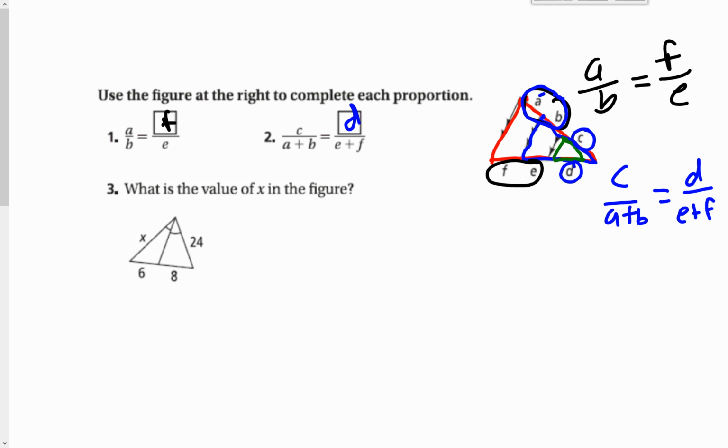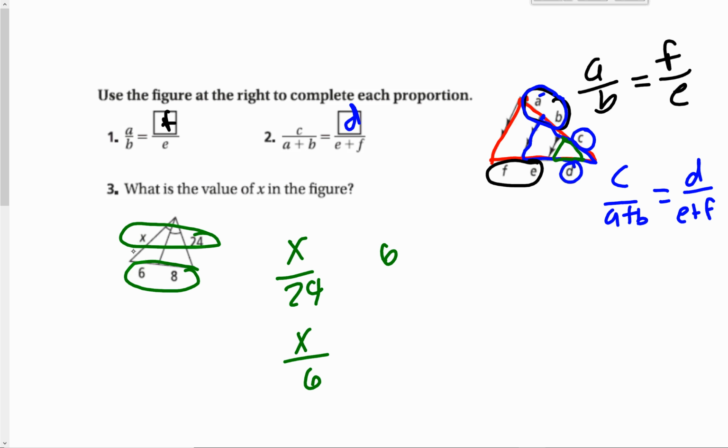Okay, what is the value of x in the figure? So we can set up our proportion. If I start with x, usually I always want to start with a variable on top. I could do x over 24, but if I do x over 24, that means I'm going this way, so I have to go this way. I have to start with 6, same triangle, over 8. So I could do that one.